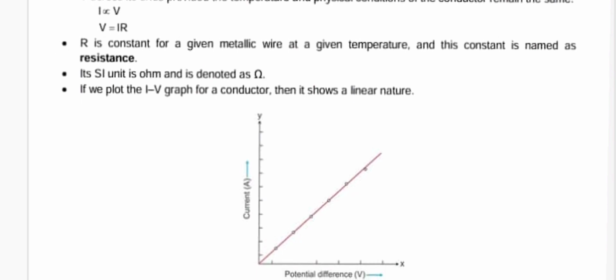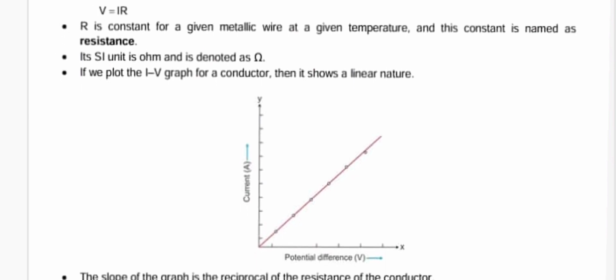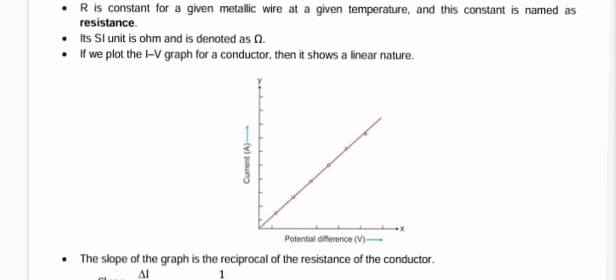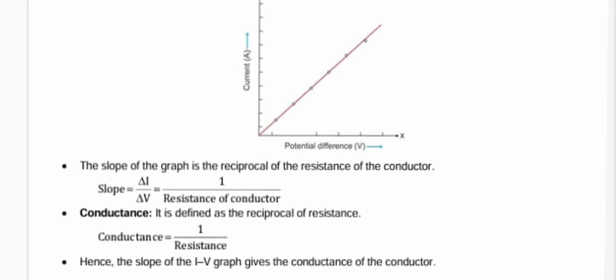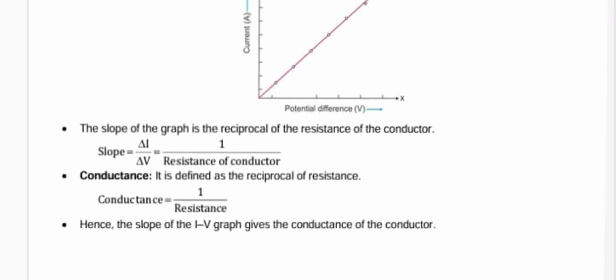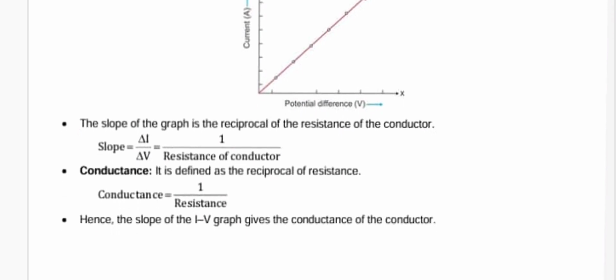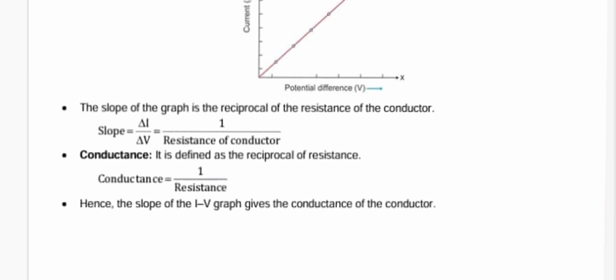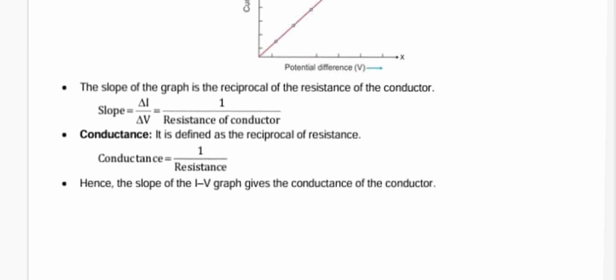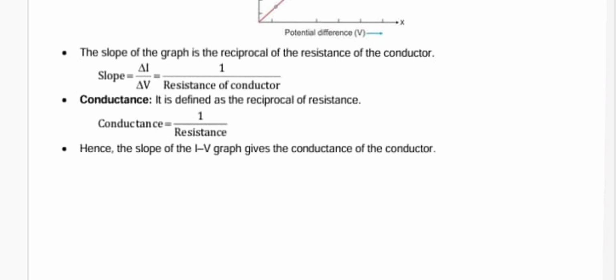If we plot the graph for the conductor, current I against potential difference V, you can see the slope of the graph is the reciprocal of the resistance of the conductor. Slope is delta I upon delta V, which is equal to 1 upon the resistance of the conductor. Conductance is defined as the reciprocal of resistance. So conductance is equal to 1 upon resistance.